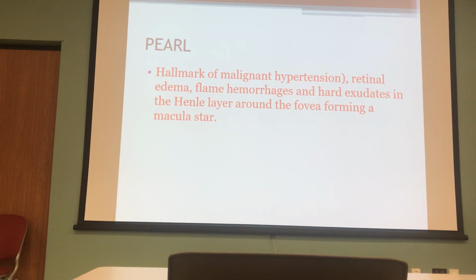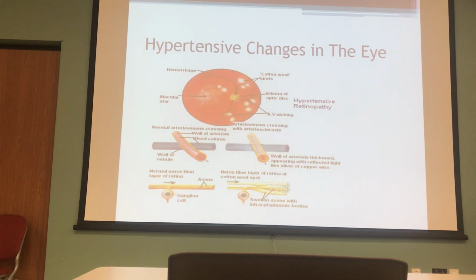Hypertension, hallmark of malignant hypertension: retinal edema, flame-shaped hemorrhages, and large exudates. This is what it usually looks like. On your exam, I usually put a picture of this. I'll give you a scenario of someone with a very high blood pressure and a very high blood sugar. You know that I am talking about flame-shaped hemorrhages or cotton wool spots. You see these in hypertensive emergencies or hypertensive retinopathy and diabetic retinopathy.